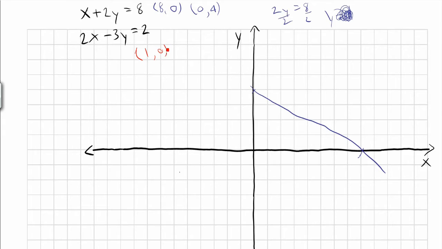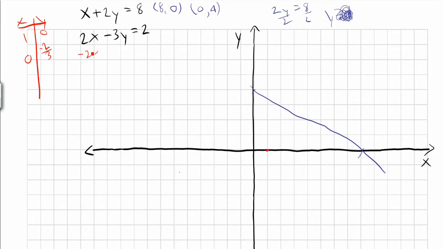But I get 1, 0 and 0, negative 2/3. So 1, 0 is here. 0, negative 2/3 is kind of cumbersome to graph. It'll be down here somewhere, so I know it's a line going up this way, so it's maybe crossing around here somewhere. So I want to get more points for this graph. I had the point 1, 0, and the point 0, negative 2/3.